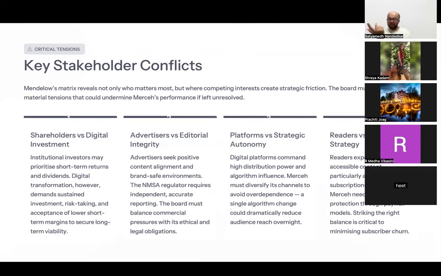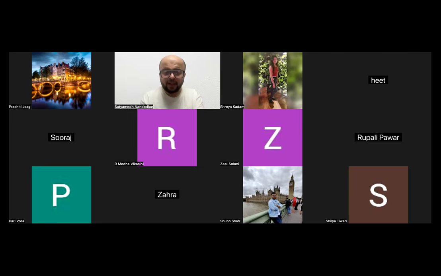And readers versus the paywall strategy. Readers expect affordable, accessible content as digital subscriptions grow, but the company needs revenue, so they might increase the billing for online digital reading. Now the challenge is that, see, when people move from print to digital, they expect to pay a lower amount per month. If the company, in order to maintain its revenue, hikes up the per month billing or something, then it might throw that entire relationship out of hand.